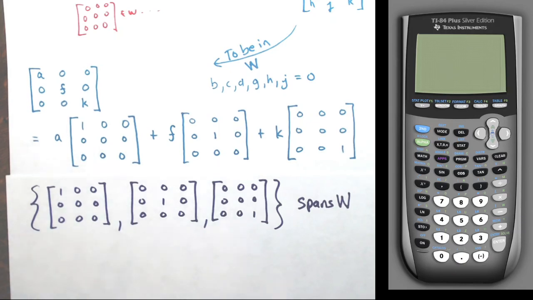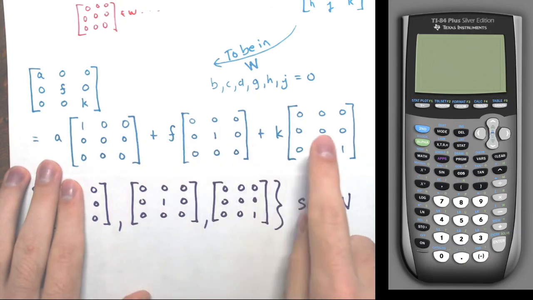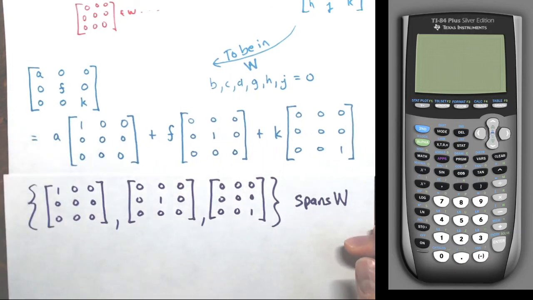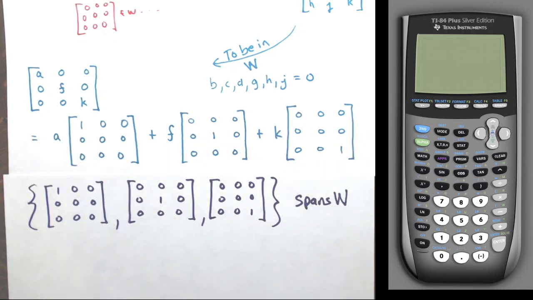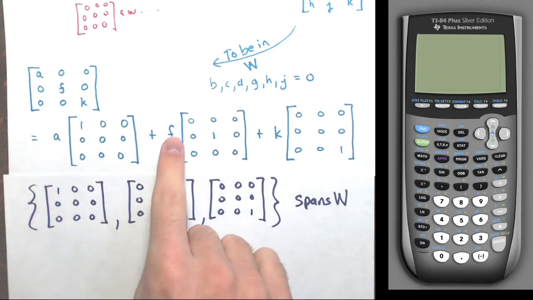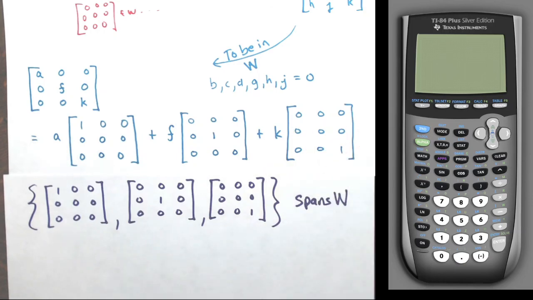And then to check if they're linearly independent, I'd have to ask, when is this linear combination zero? Now, there's more than 2 vectors this time, right? So you actually have to check. If I were to take this linear combination here and set it equal to the 0 matrix, the 0 vector, where all 9 entries are 0, and say what values of A, F, and K would give me the 0 vector, can you see that only the trivial solution would work? Only A equals 0, F equals 0, and K equals 0 would make these all add up to the 0 matrix?